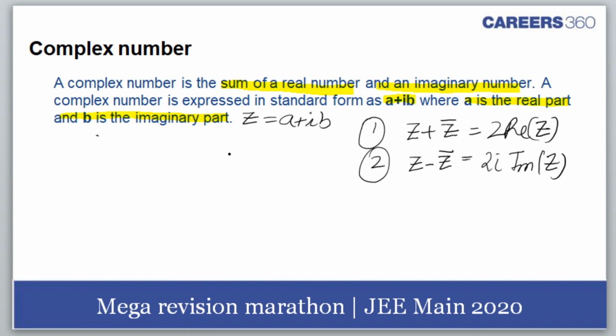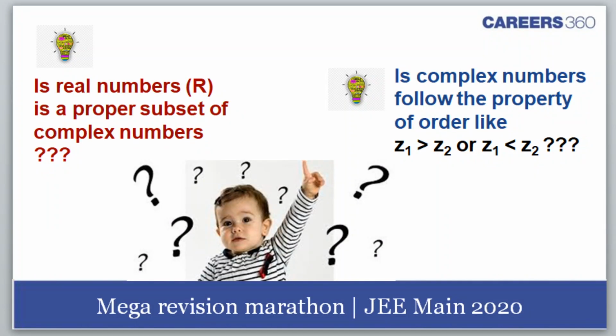The second thing which I wanted to tell you was, does a complex number follow the property of order? Is the order property there? Tell me. Can I say that 2 iota is greater than 3 iota? Or 3 iota is greater than 2 iota? Can I write like this? Say yes or no. Is this a correct statement? Yes or no? Tell me.